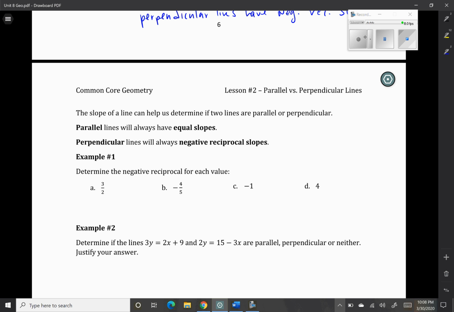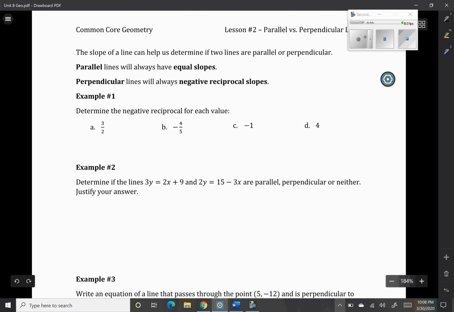So before we can go and dig deep into what we're actually trying to accomplish today, we first have to practice what a negative reciprocal is. So here are 4 different values, and I'm asking you to find the negative reciprocal for each. Part A has a fraction of 3/2. If I find the negative reciprocal of that, it becomes -3/2. No, that's wrong. It would be -2/3. Notice I'm flipping the fraction and I'm changing its sign, so positive becomes a negative.